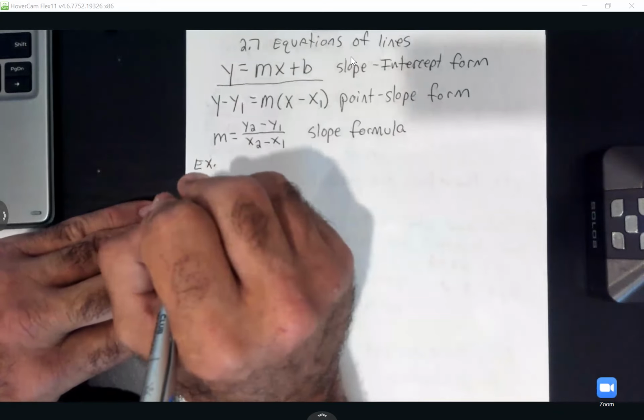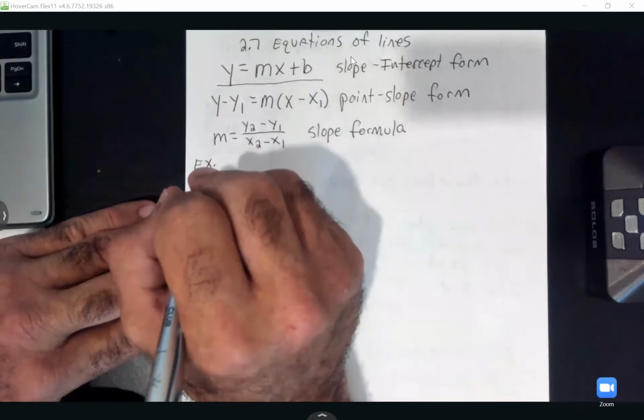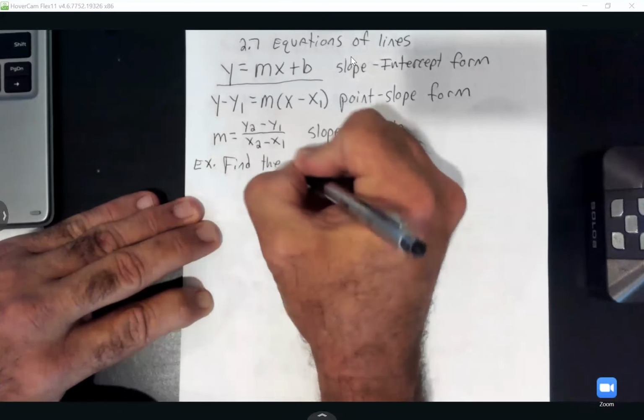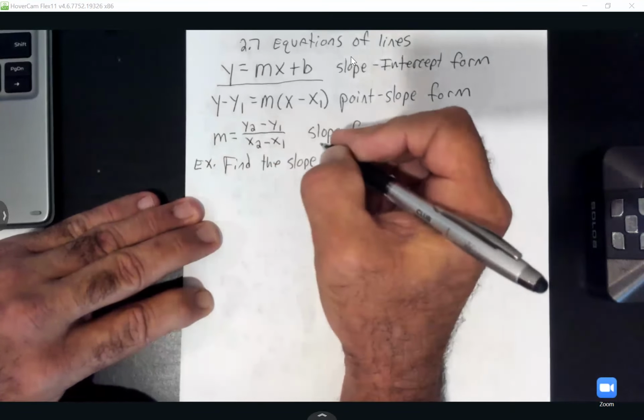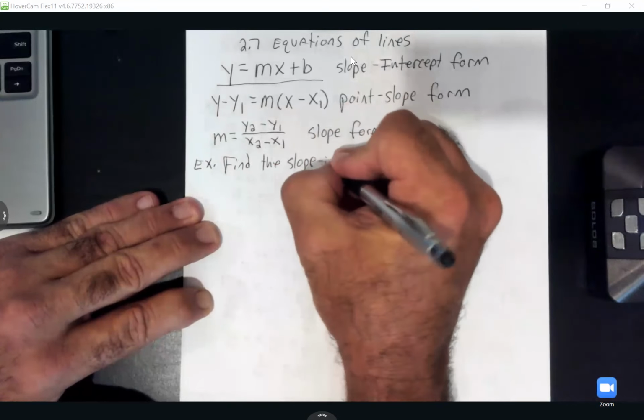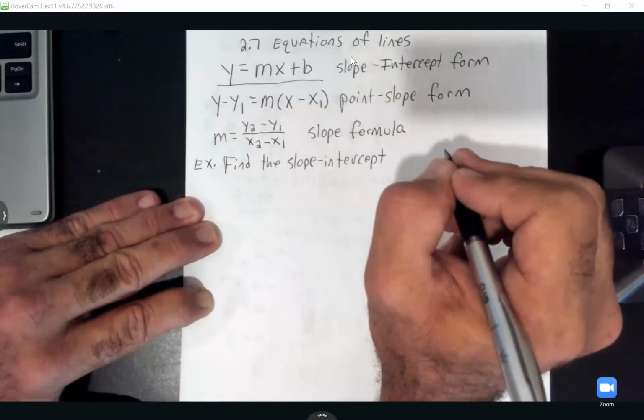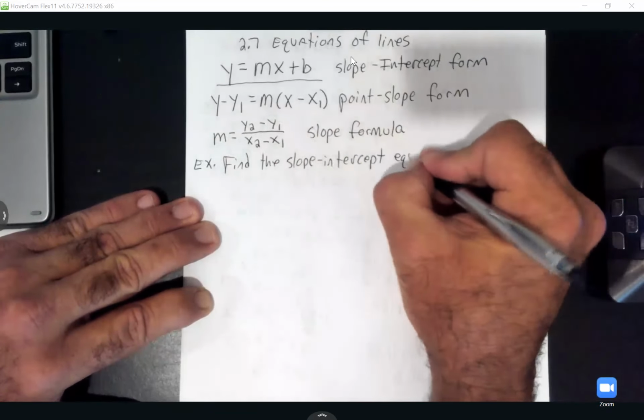So y'all, here we go. We're going to find the slope-intercept equation of the line.